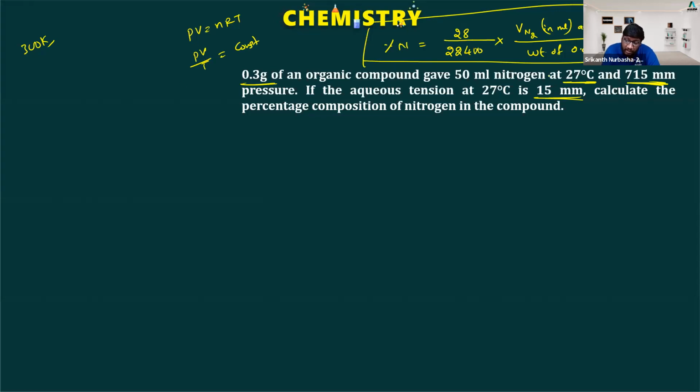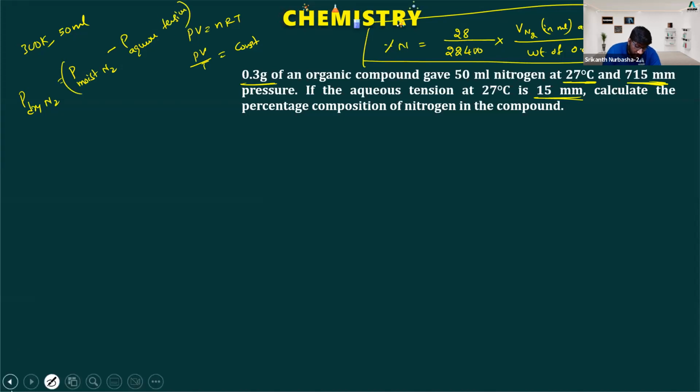What is the volume obtained here? 0.3 gram of organic compound gave 50 ml of N2 at 300 Kelvin and 715 mm of pressure. What is the pressure of N2? Pressure of dry N2, because you have to substitute the pressure only for N2, not for any other gas. Pressure of dry N2 is equal to pressure of moist N2 minus the aqueous tension, because of the water.